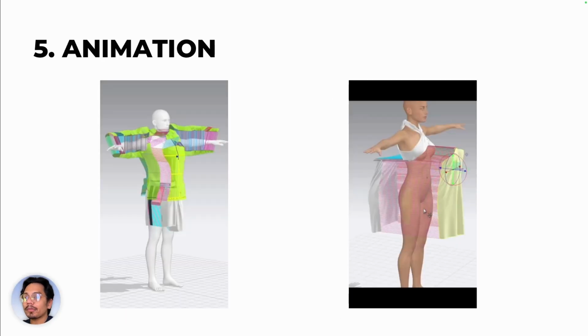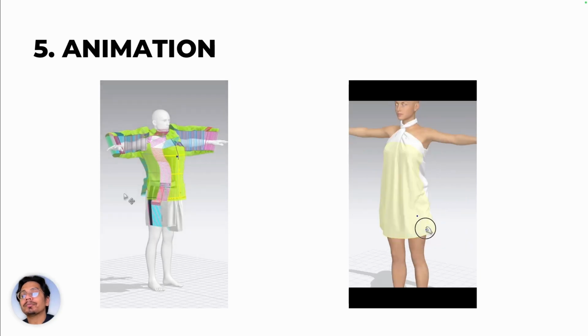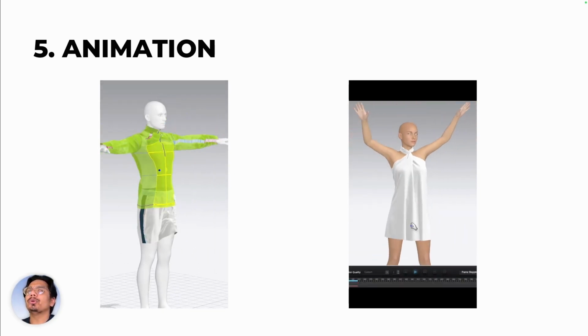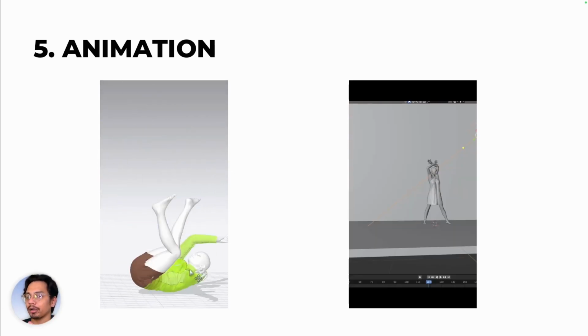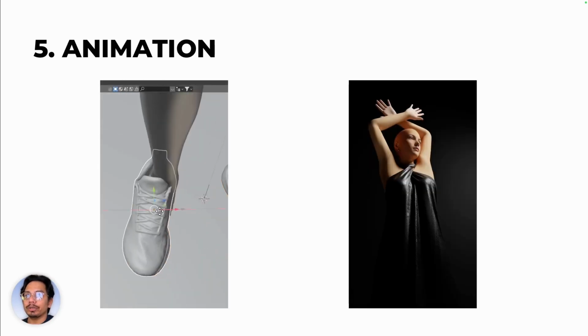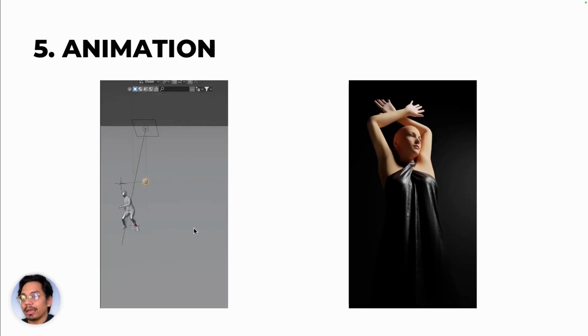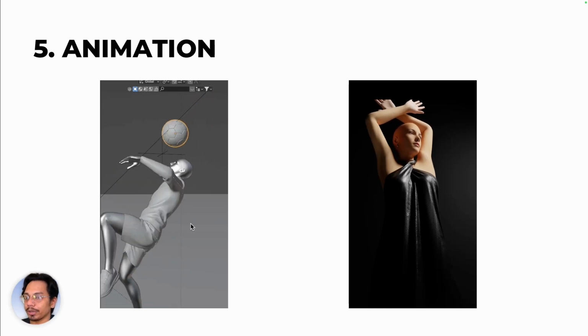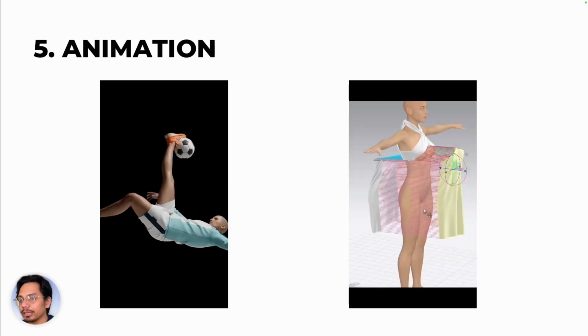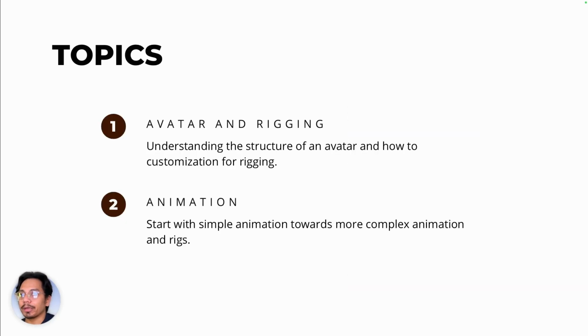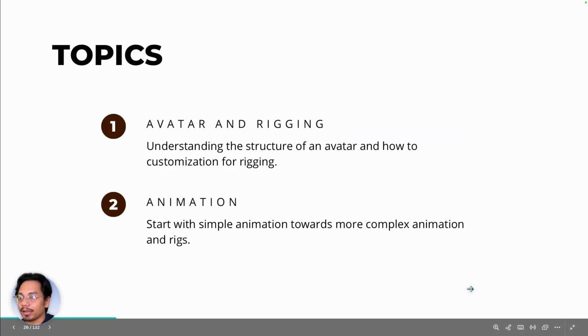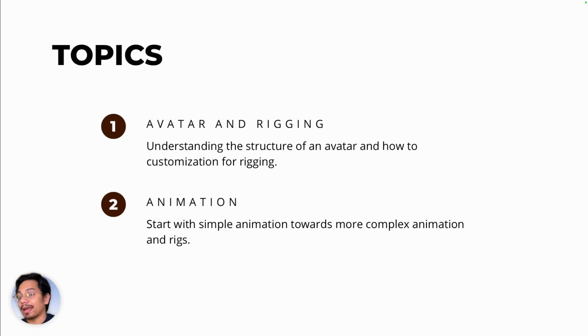Next is animation. Animation is how you take your avatar, add some animation that you really like, and convert that into a really nice story that can be converted into a really good animation. This is the crux of animation. So understanding avatars, rigging, and then animation are the really important parts of animation. So these are the 5 important topics.